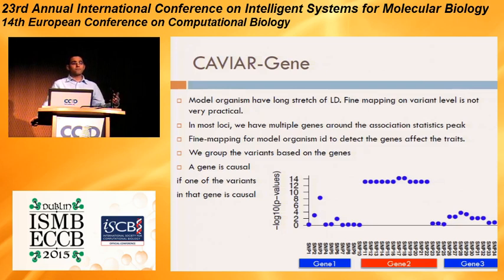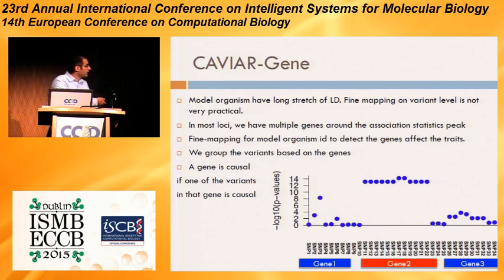So when people do fine mapping in a model organism, what they are interested in finding is which gene affects the trait instead of which variant. And they group the SNPs or variants based on which gene they are in. And they consider a gene to be causal if one of the variants in that gene is causal.